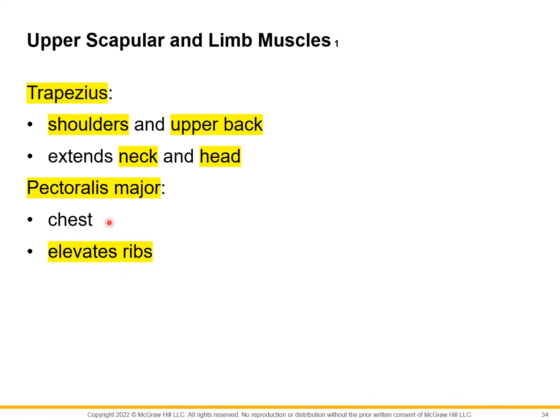Next, the pectoralis major is found at the chest area and has the capability to elevate the ribs. So, nagtatrabaho or kumikilos din daw po ang pectoralis major during breathing, or ayun nga po, it could also elevate or raise up the ribs when we inhale.